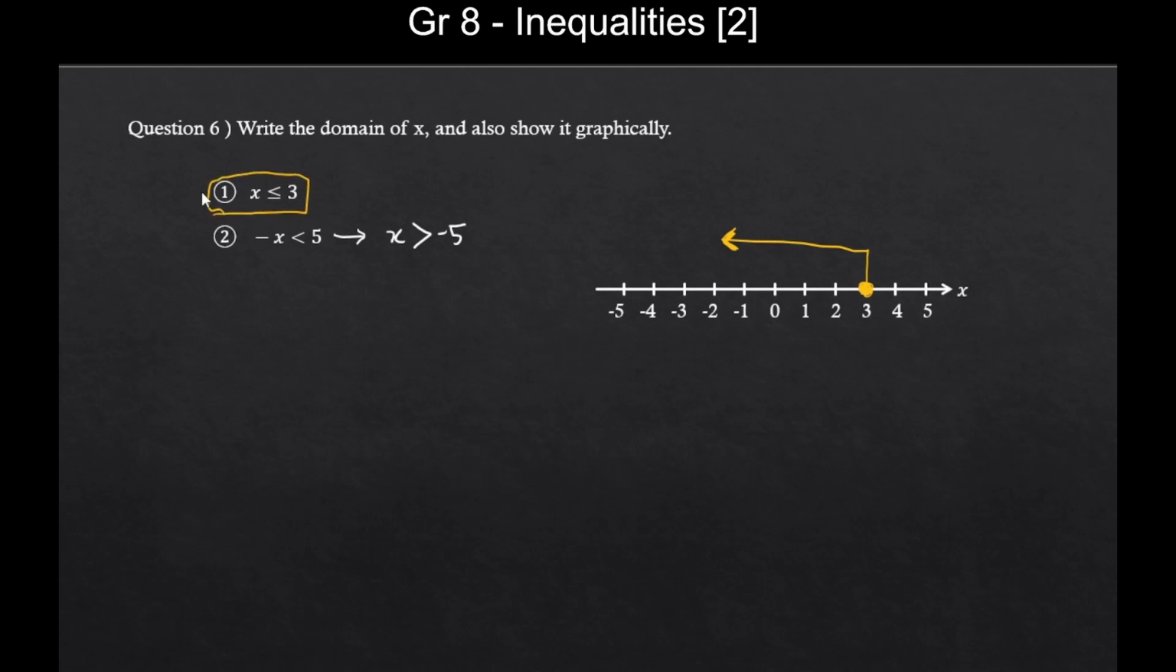And now let's look at our second inequality. I'll use a different color. X is greater than minus 5. So we should start from minus 5 but exclude minus 5 because we should not include it, right? And x is greater, so it has to go this way.